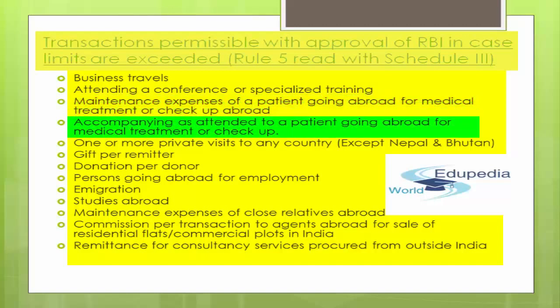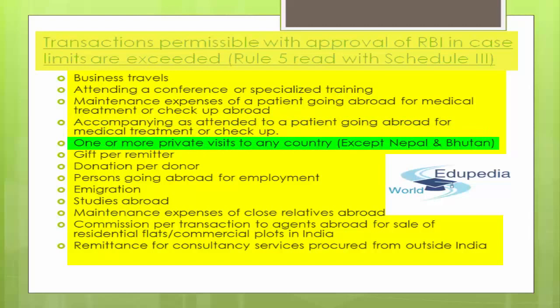The third point, we are talking about the person who is going to undergo that treatment or checkup. And in number 4, I am basically talking about some attendant who is going to accompany that person, that patient, in order to ensure that his or her treatment or checkup goes well. So that is number 4. Number 5, one or more private visits to any of the country, except Nepal and Bhutan.